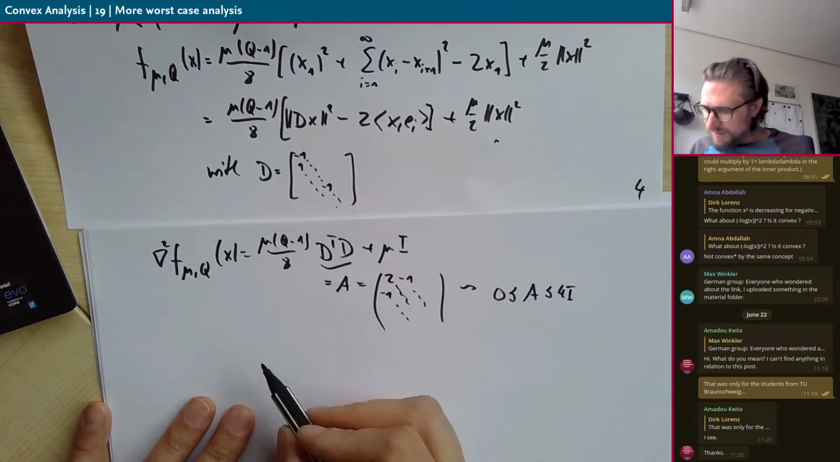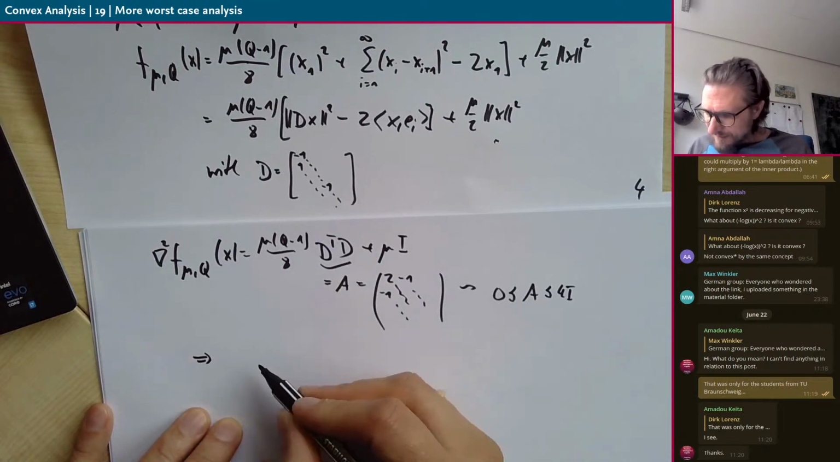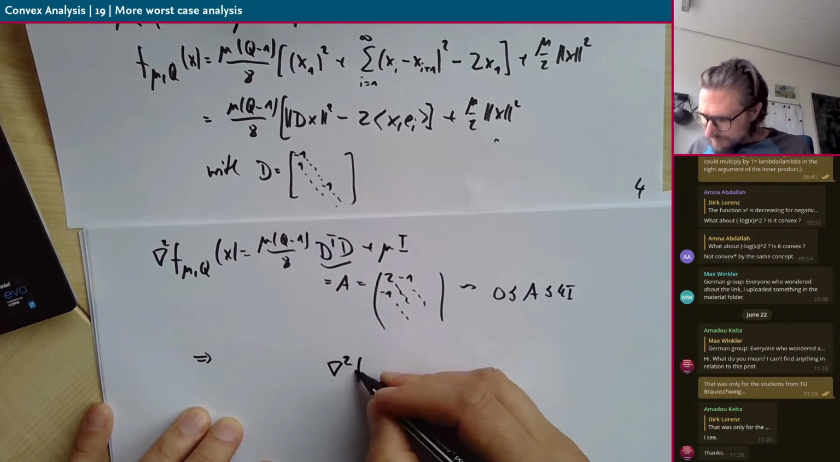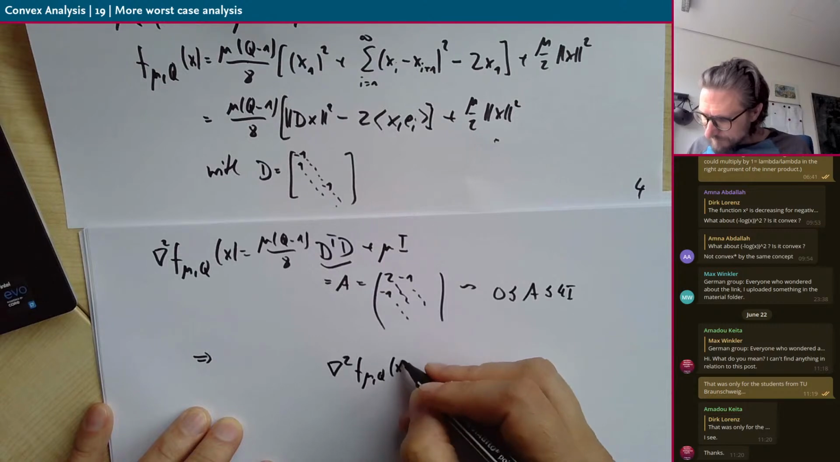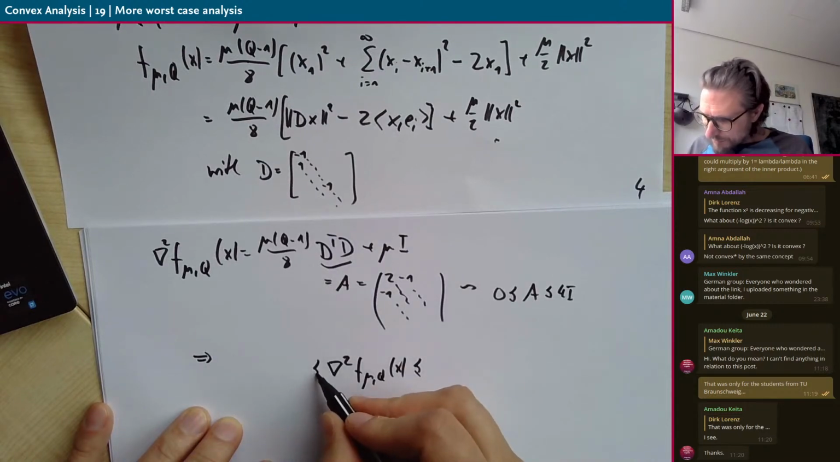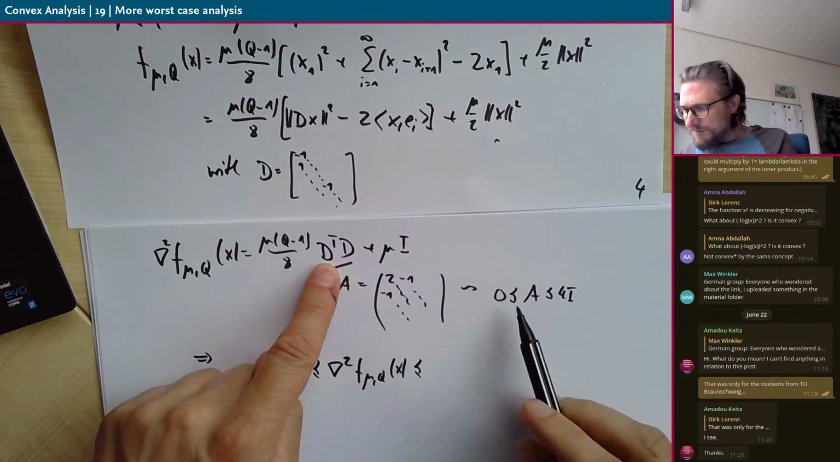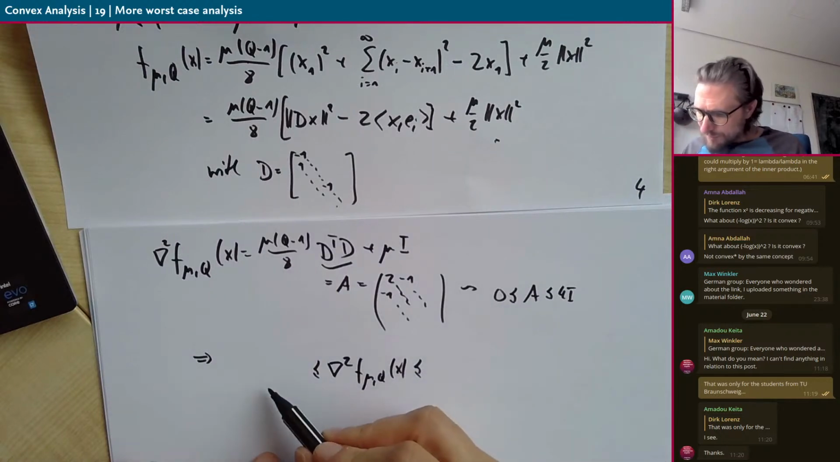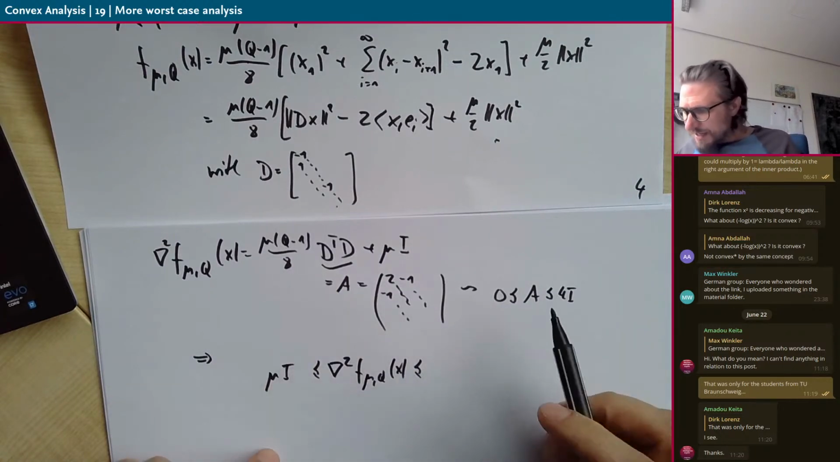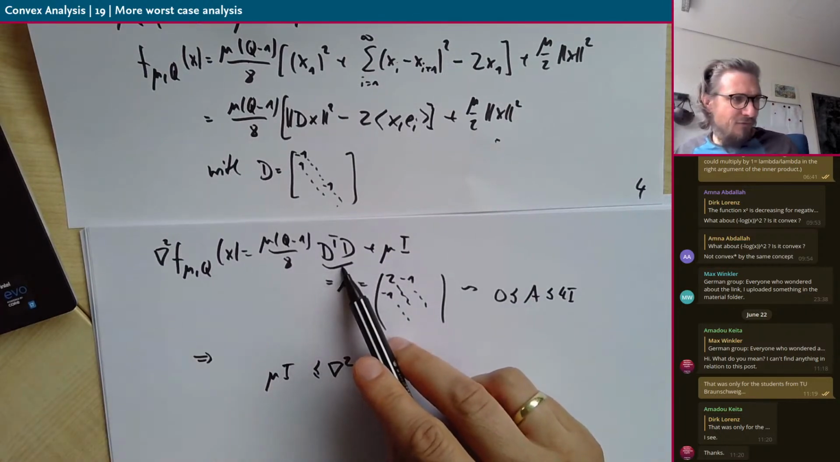So what you're going to see is that for the second derivative here, you have upper and lower bounds. By replacing these guys here with the lower bound 0, you get the lower bound mu times identity, and for the upper bound you multiply this by 4.